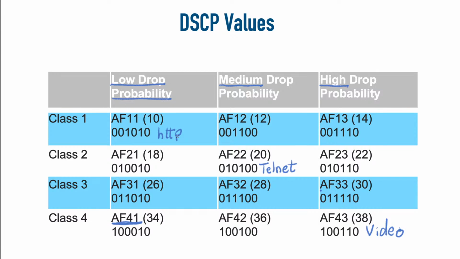My question to you, to put in the comments area if you would: as this queue starts to fill up, which is the first application or protocol that's going to be discarded? Who's going to be dropped first? HTTP, telnet, or video? Go ahead and chat that in if you would. What do you think?